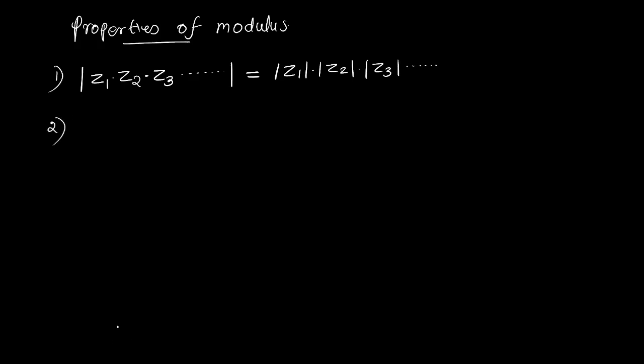Second property, only 2 properties you need to memorize. Modulus of z1 by z2. What is the meaning of this? The meaning is, first we have to find z1 by z2. Division of complex numbers is actually lengthy, we have to multiply with the conjugate and simplify. So we have to do the division first, then find the modulus. This is the same as mod z1 by mod z2. These two properties are very simple, easy to memorize.